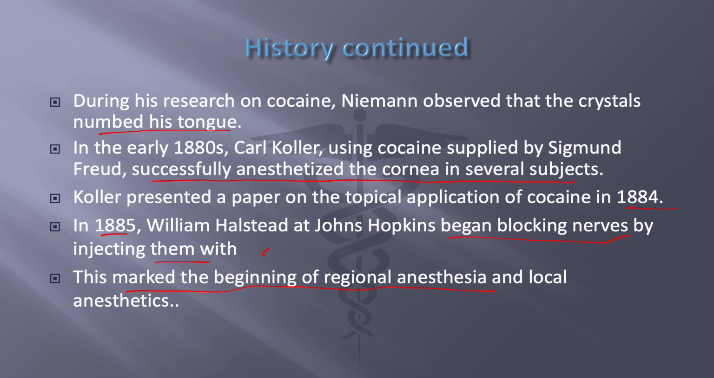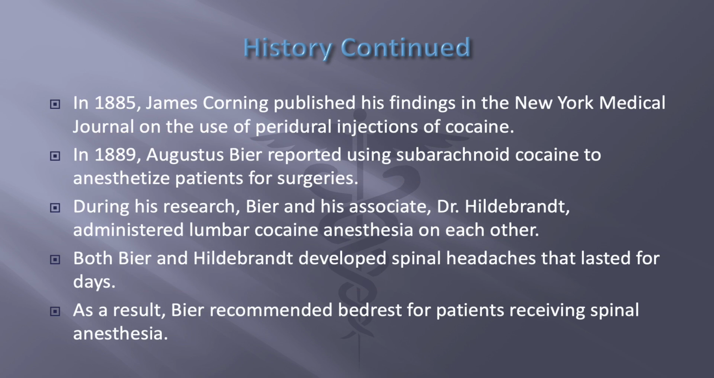So all the way back to 1885, so that's a long, long time ago. In 1885, James Corning published his findings in the New York Medical Journal on the use of peridural injections of cocaine.